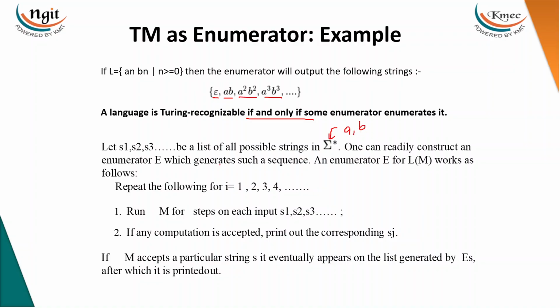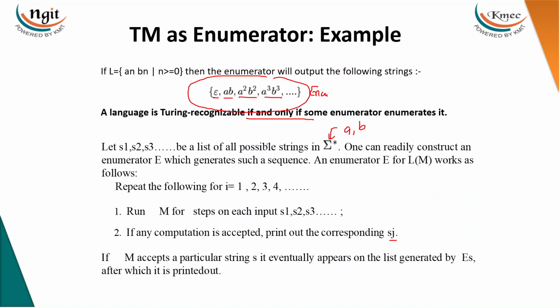Then we have to construct an enumerator which is going to generate a sequence for only this language. Now we have to construct an enumerator to generate this language. Then how will it work, right? As follows. Repeat the following steps for i = 1, 2, 3, because here n is greater than or equal to 0. So run M for i steps on each input S1, S2, S3. So for every string you have to do it. If any computation is accepted, print the output corresponding to Sj.